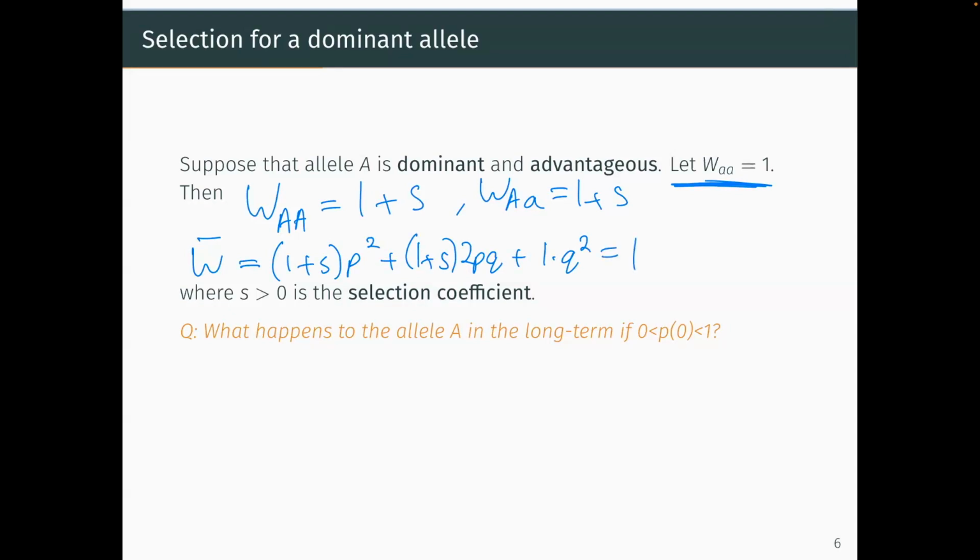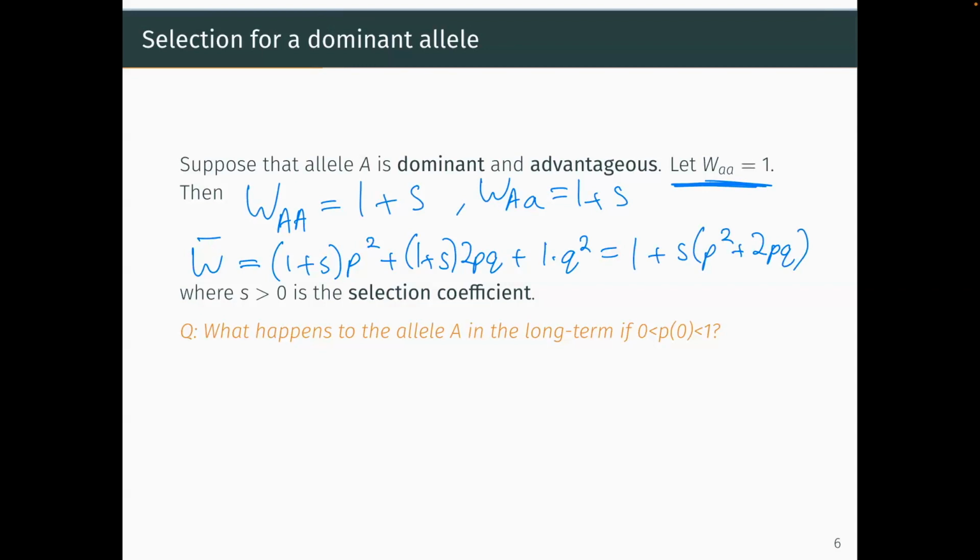We're going to have, because of these ones in here, a p squared, a 2pq, and a q squared. That factorizes to (p plus q) all squared, so that's just going to be 1. So we end up with a 1 out the front, and then s times p squared plus 2pq. I'm just going to leave that in. Obviously, I could factor out a p here as well, but I'm just going to leave that there, just so it's clear where it came from.